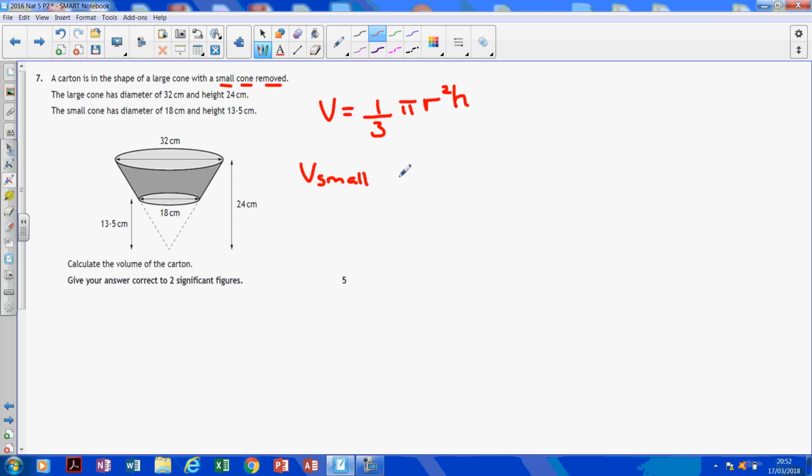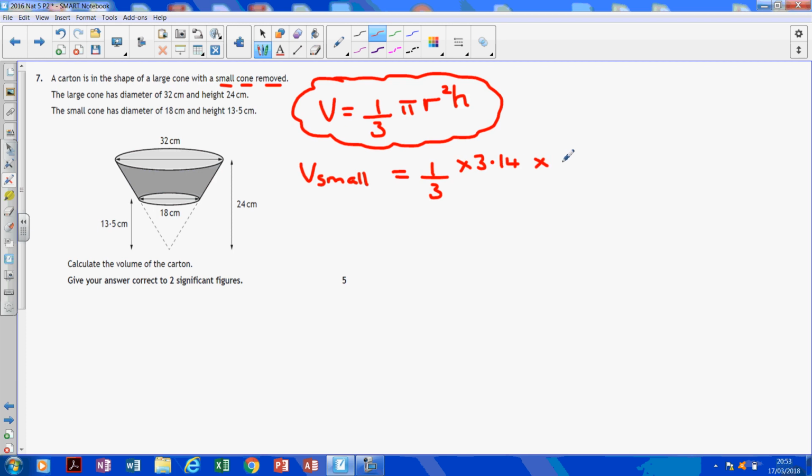Right, so volume of the small one, I've written up here the volume of a cone. It doesn't matter what order you do them in, I've chosen to do the small one first. So it's going to be 1/3 multiplied by pi. Now you can use 3.14 or you can use your calculator value, the full value, times the radius squared. Now there's the circle for the small cone, so the radius of that is half that distance, so it's going to be 9 squared. And that's going to be multiplied by the height of the small cone, which is 13.5. And it's all going to be measured in centimetres cubed.